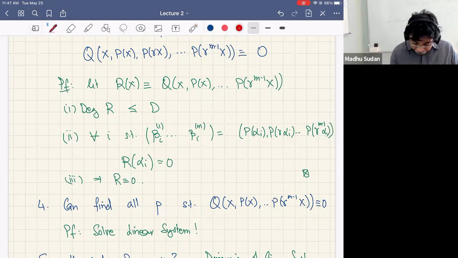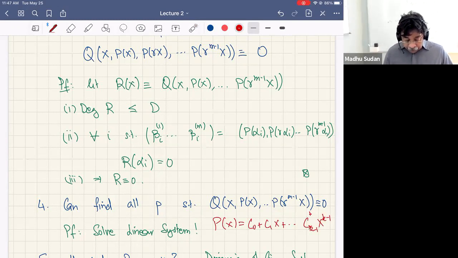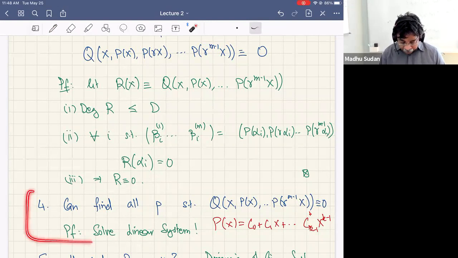So if P of X is C0 plus C1X plus so on up to C sub K minus 1 X to the K minus 1, then what we have is a big linear system in C0 to CK minus 1. So no factorization of polynomials today. When you're factoring linear polynomials, it's not really factorization. You're just doing some linear algebra, and that's what we're doing today. So nothing profound about this step, at least algorithmically, nothing remarkable.